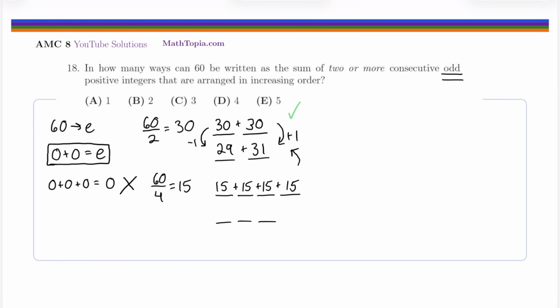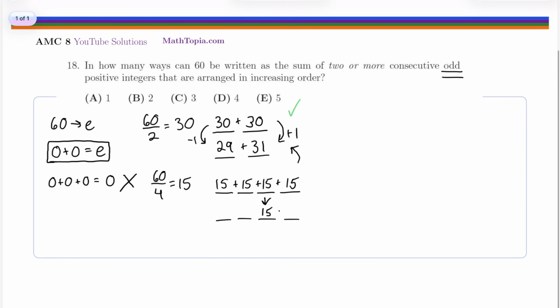Another way we could try to work with this is bringing down the 15 and working around it to get odd consecutive integers. This would give us 17, 13, and 11. However, this sum is less than 60, so this does not work.